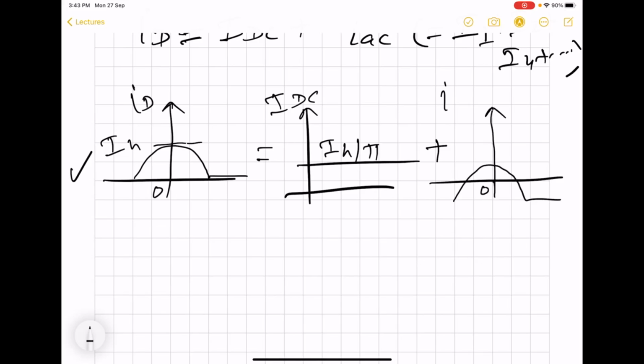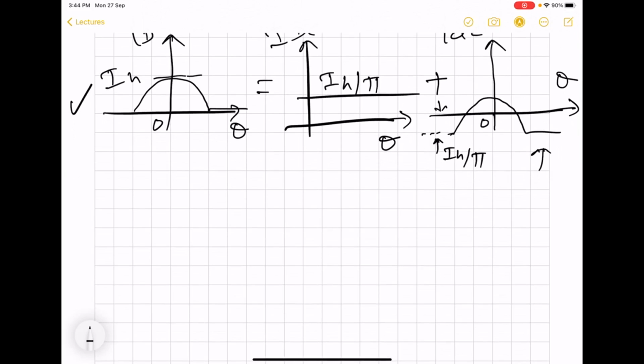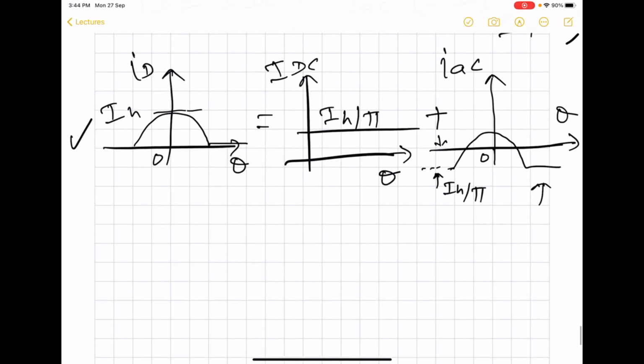So 0 is now here. So it is now this waveform which is going to flow through the load, giving rise to the output voltage. And it will shift down by IH by pi amount. So this is now going to flow through the load. So we will have output voltage minus RL IAC.